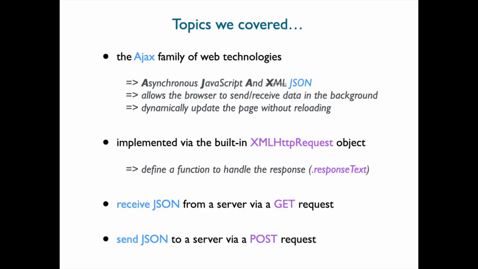We introduced the Ajax family of web technologies, allowing your browser to send and receive data in the background and to dynamically update the page without reloading. We showed how it's implemented in JavaScript via this built-in XMLHttpRequest object, where you had to define your own function to handle the response. We showed how you can receive JSON from a server using a GET request. And finally, we showed you how to send JSON to a server using a POST request. See you next time.